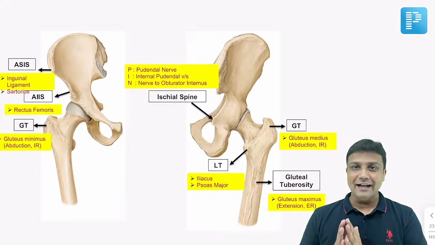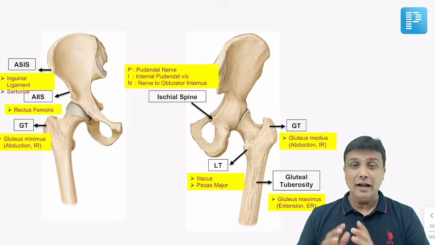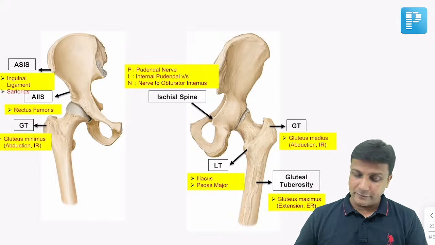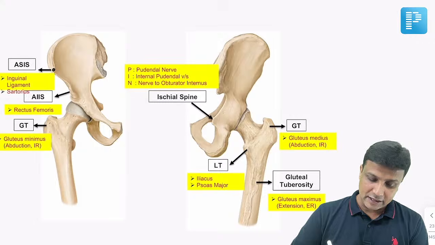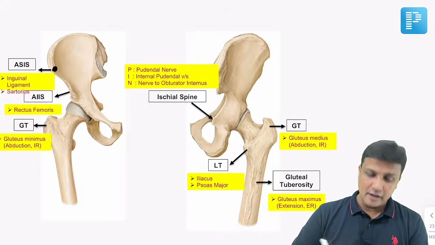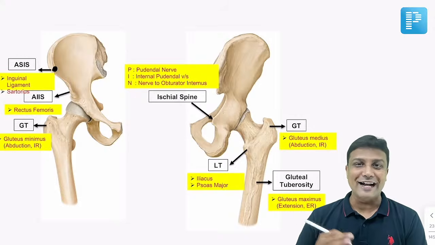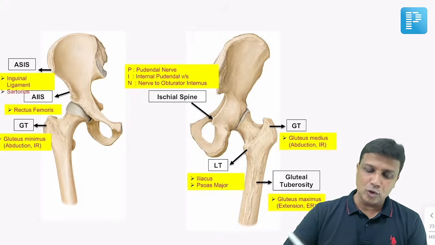So please remember the attachments very well. So let us revise all the attachments one by one. Number one, in this diagram here, you'll be able to see this is your ASIS, anterior superior iliac spine. Of course, here two structures will be attached.